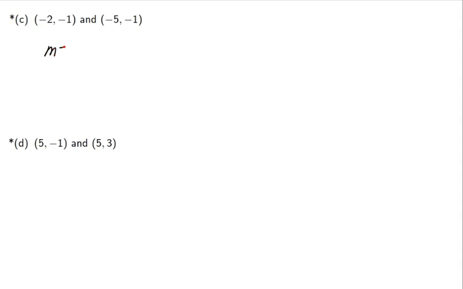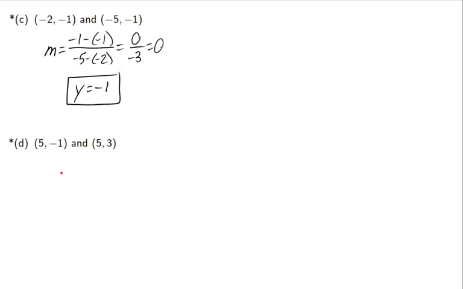Just to go over your work, we get -1 minus -1 over -5 minus -2. I get 0 again over, looks like -3. That's 0. So, since it's horizontal, I get y equals, the common point for the y coordinates is -1.